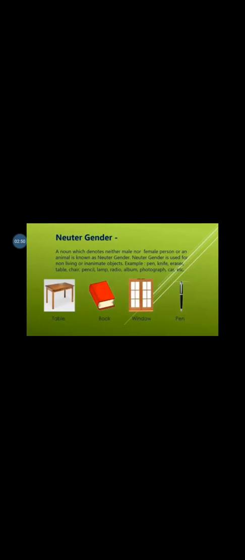Now let's go to the fourth gender, the neuter gender. A noun which denotes neither a male nor a female person or animal is known as neuter gender. Neuter gender is used for non-living or inanimate objects. Example: pen, knife, eraser, table, chair, pencil, lamp, radio, album, photograph, car, etc.